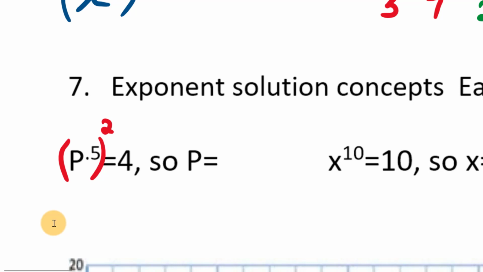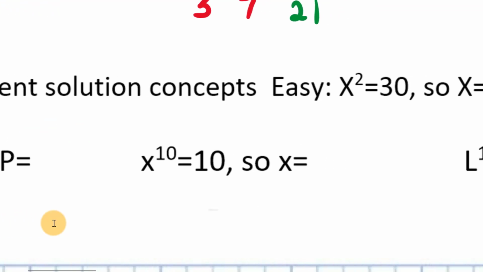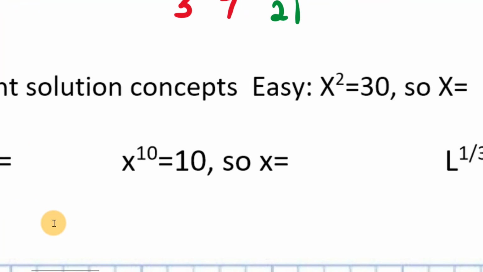So we want to square both sides. So p to the 0.5 to the 2 power is just p. And 4 squared is 16. This is a general principle. So here we have x to the 10th power equals 10.